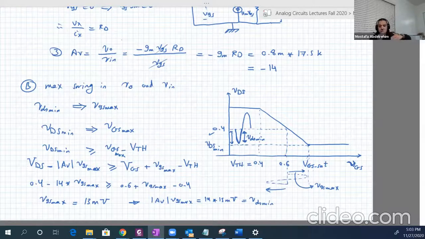And of course, the minimum will be like the max, it's a symmetrical signal. So the peak to peak input is 13 millivolt multiplied by 2, which is 26 millivolt. And the peak to peak output will be 14 multiplied by 13 millivolt multiplied by 2 as well. Okay. So this was the first example.